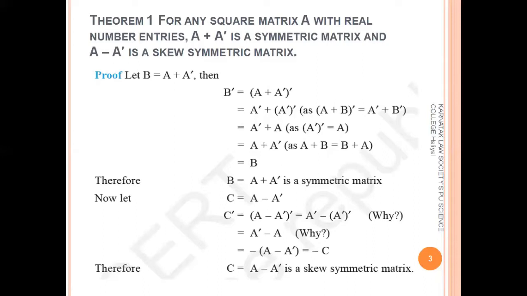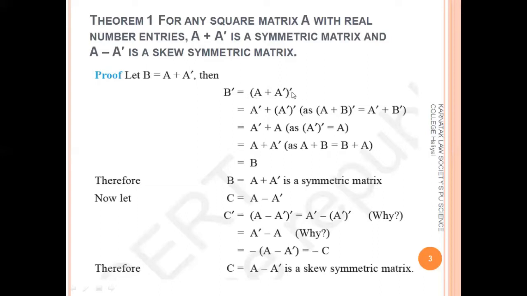Let D be equal to A plus A dash. First we take the symmetric matrix, that is A plus A dash, the matrix plus its transpose. Then we need to take the transpose on both sides, LHS and RHS. That's why D dash is equal to A plus A dash whole dash.